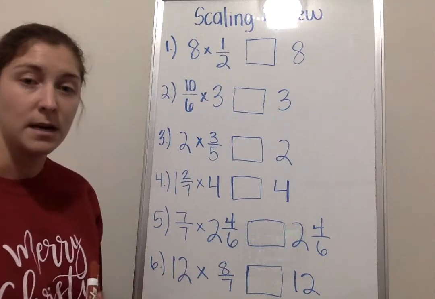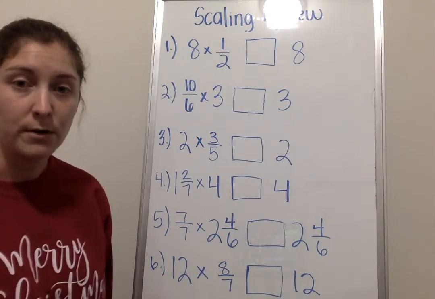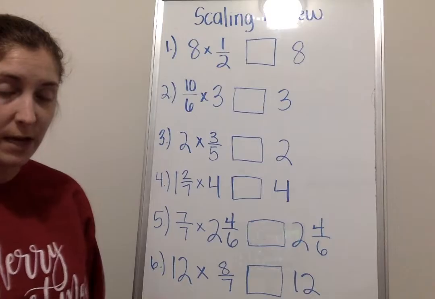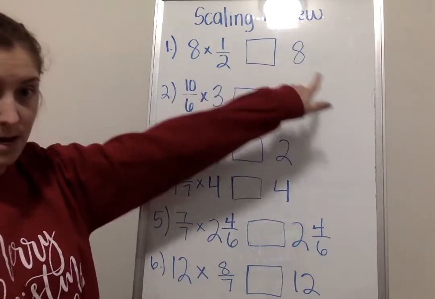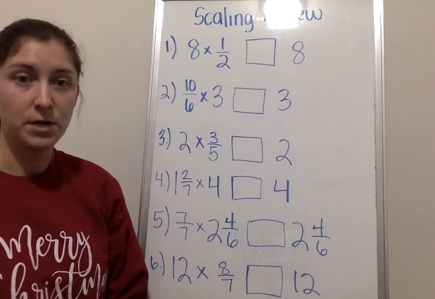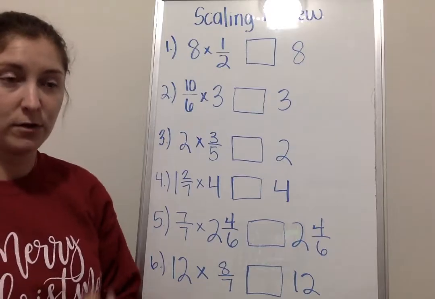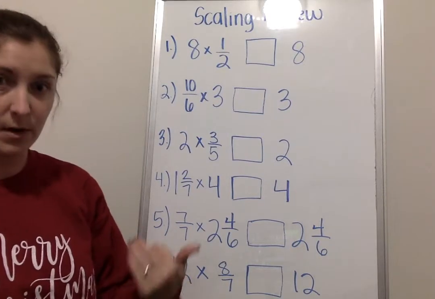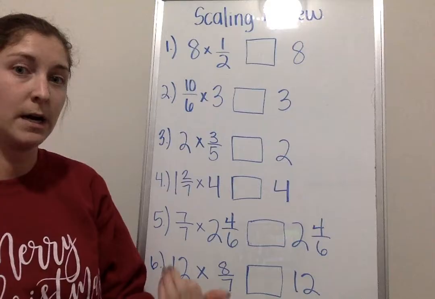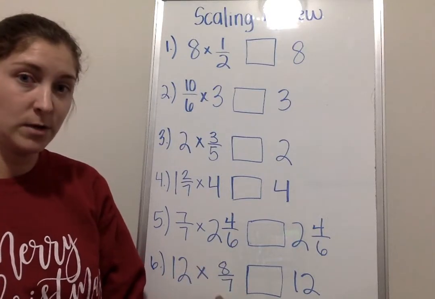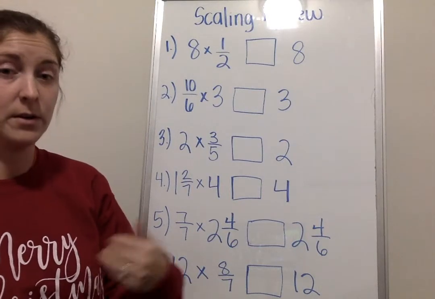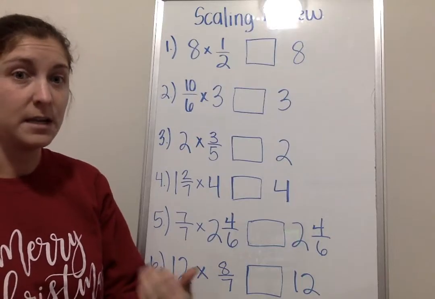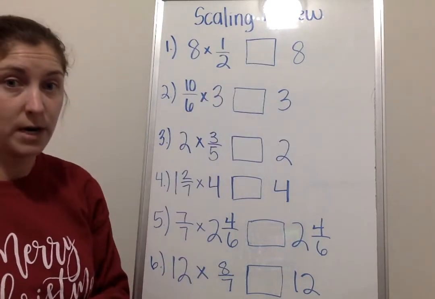If you take a look at problem number 1, it is 8 times 1/2, and then you have the box there. In that box, we're going to put the greater than, less than, or equal to sign and compare it to the whole number 8. If you remember yesterday when we talked about scaling, we have to think about what we're multiplying by. Are we multiplying by a number that is less than 1, greater than 1, or equal to 1? That's going to help us determine what sign we put right here.